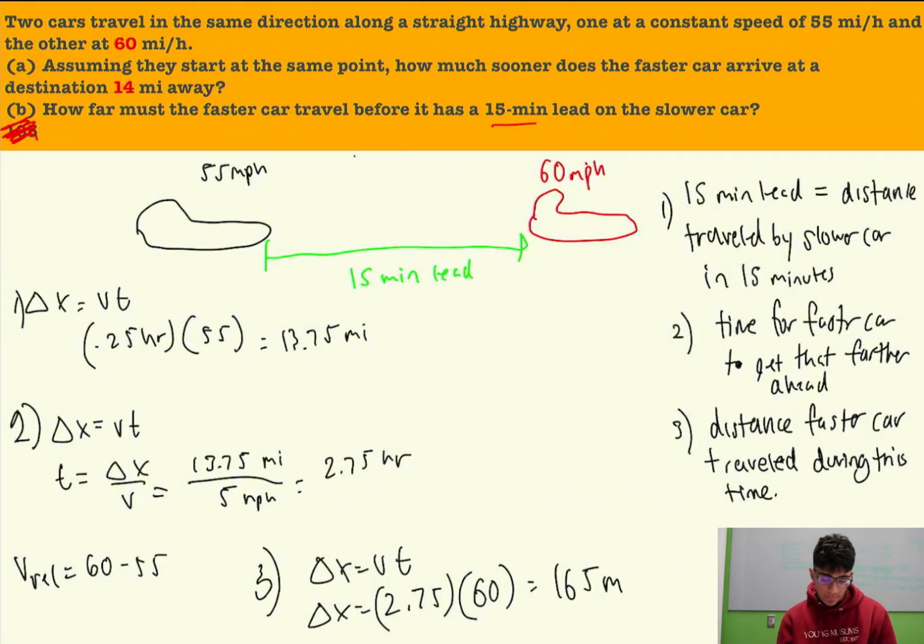So just to reiterate, he has a 15-minute lead, and the 15-minute lead is equal to the distance traveled by the slower car. That's why we found this. And so we're going to take that number from that car and put it here, and then see how much faster the faster car is going. Since we know that the faster car is going 5 miles per hour more, we want to plug that into this equation, and we're going to get the time. That's how far it's going to go in that time. And then you plug all those numbers into the real equation. I hope that helped. Let me know if you have any questions.